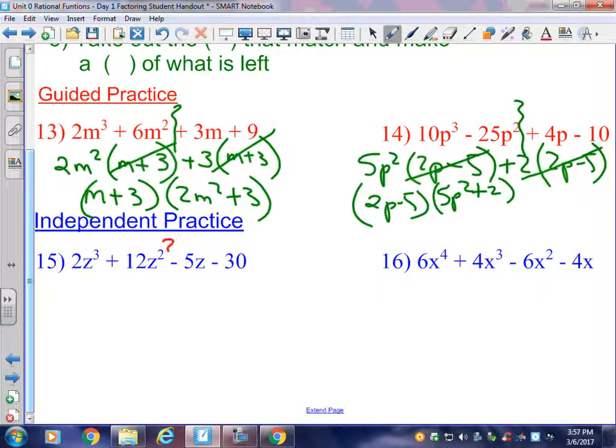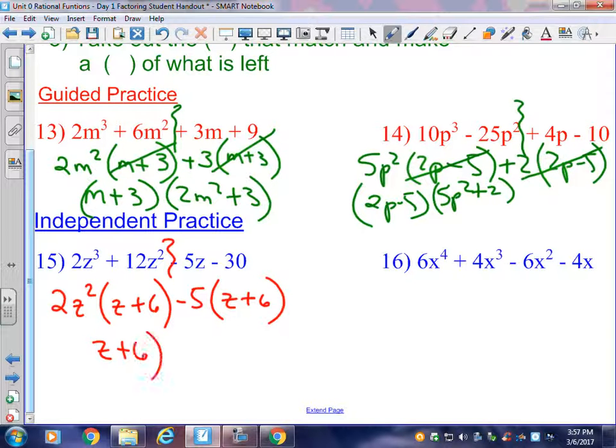So if I split the problem, I'll have 2z squared. That'll leave me with z plus 6. Negative 5, negative 30, I can take out a negative 5 and get z plus 6. And they've got to match, so if you forget to take a negative out, it'll be obvious. They won't match. Signs will be wrong. Take out the z plus 6's, and that leaves you with 2z squared minus 5.